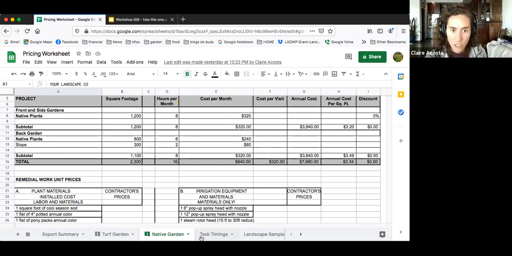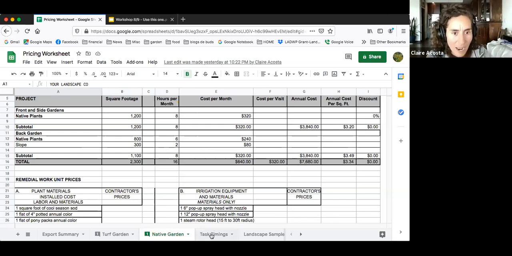So you determine these hours per month, and that's really based off of your experience, right? And the assessment that you made. The assessment says this is this type of garden, it's a pretty high maintenance garden, and it cost me this much to do the labor of it. So that's what it comes to.